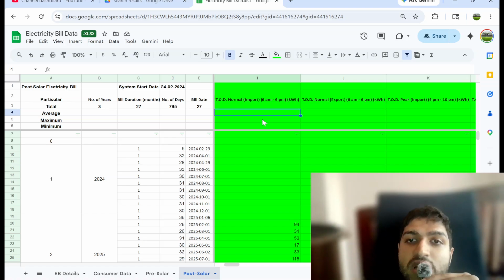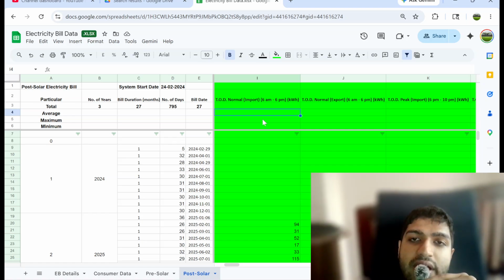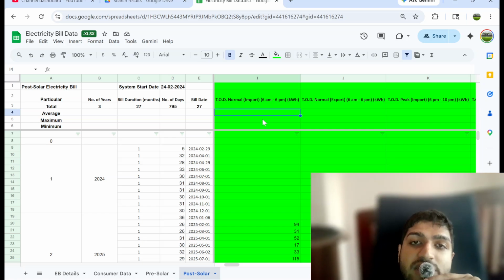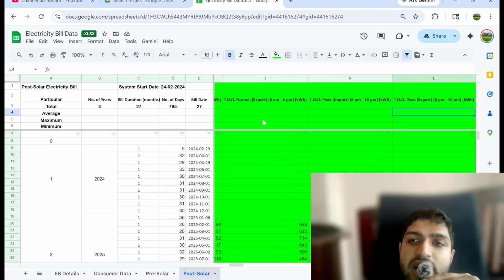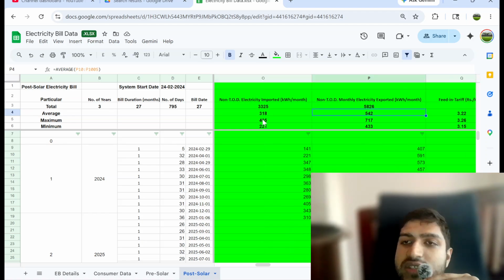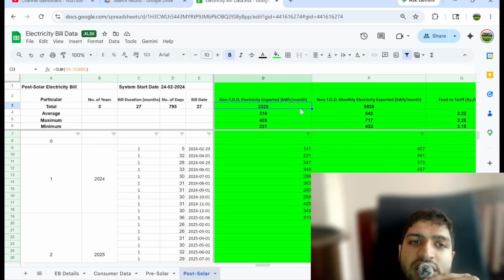import and export. First, the solar that is produced from the solar panels is used for the consumption of the house. If the consumption is met, the excess solar is exported to the grid. That is where export comes into the picture. So, as you can see, this is my total export and this is my total import.